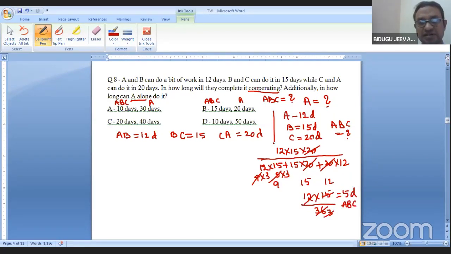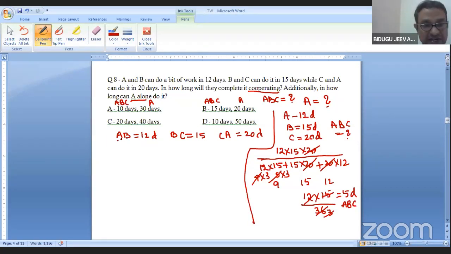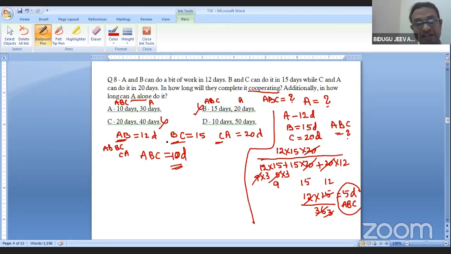Now this is absolutely right. But in our question, double capacities AB, BC, CA are given. So you can do the same and make this answer double. So your answer for ABC is 10 days. Whenever double capacities are given, you have to make it double. So BC gets cancelled, 10 days is there.